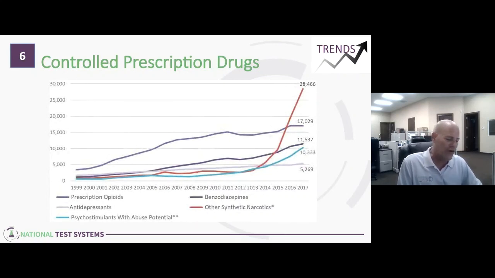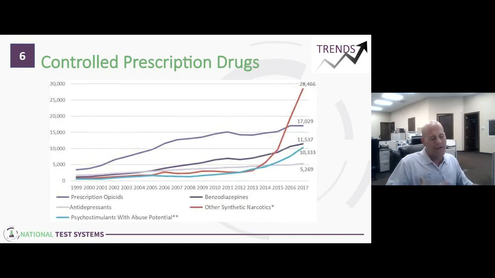Now, what this chart is looking at this year is overdose deaths from controlled prescription drugs. So it's a little more severe. Another thing I'm kind of critical of about this chart, first of all, let me break it down for you. It's very opioid-centric. We can see prescription opioids, and that's been pretty flat. We see antidepressants, and that's always going to be the low end of the list. We see psychostimulants with abuse potential in the light blue. Now, unfortunately, that contains methamphetamine.